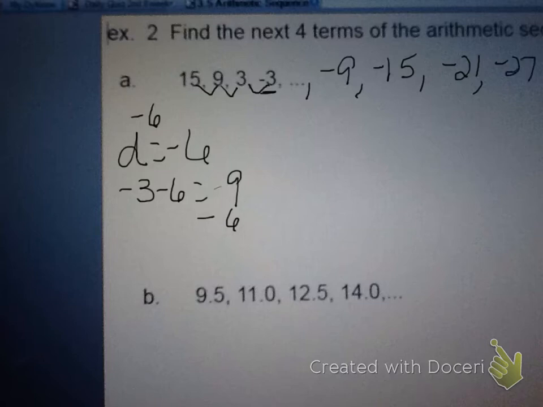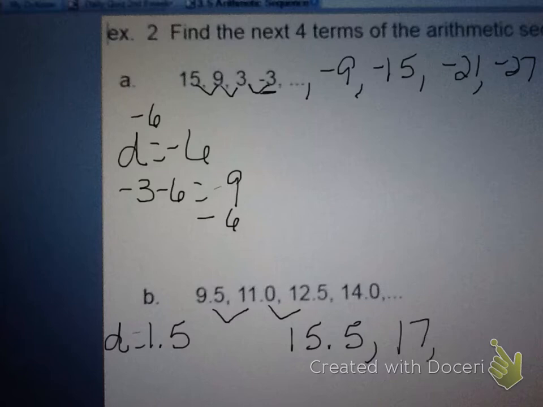Example B, my common difference from 9.5 to 11, I had to add 1.5. From 11 to 12.5, I had to add 1.5. So my common difference is 1.5. Therefore, my next term, 14 plus 1.5, is 15.5. Then if I add 1.5 again, I get 17. Add 1.5 again, I get 18.5. And add 1.5 again, I get 21.